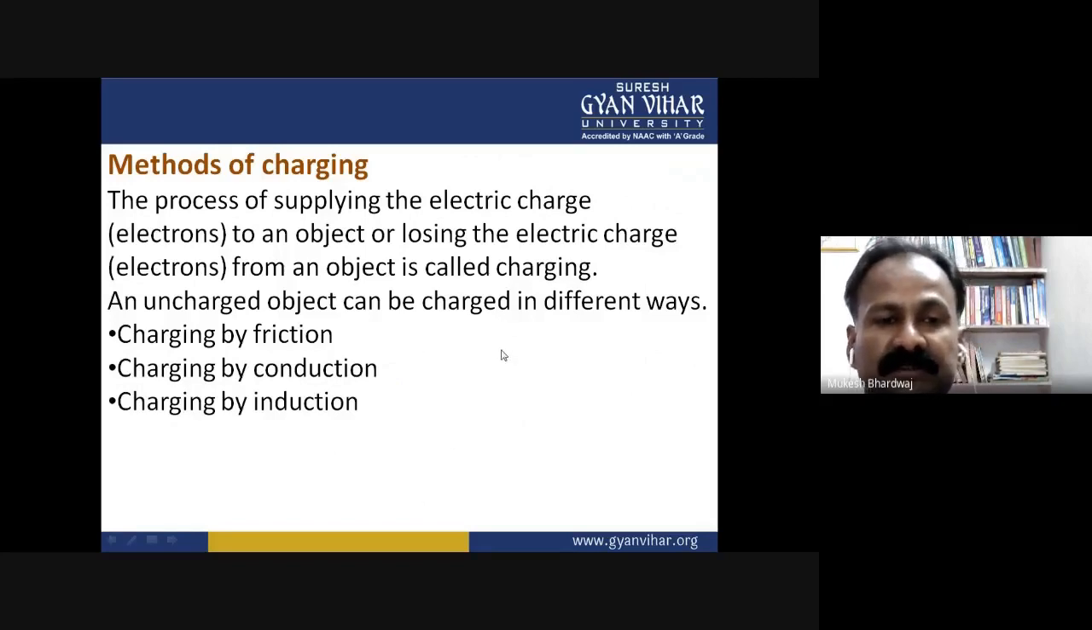So these are the three basic fundamental methods of charging. By friction, that is by rubbing, you can transfer electrons, or charge by the conduction method, or through the induction method. Now let us discuss each method of charging one by one.